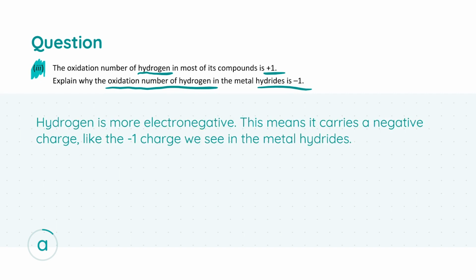So here is the answer that's required to get you the full marks, and I'm just going to go through it, explaining what each bit of it means. The first thing that we're going to be seeing here is that hydrogen is actually more electronegative, so that's an important thing to note whilst approaching this question.